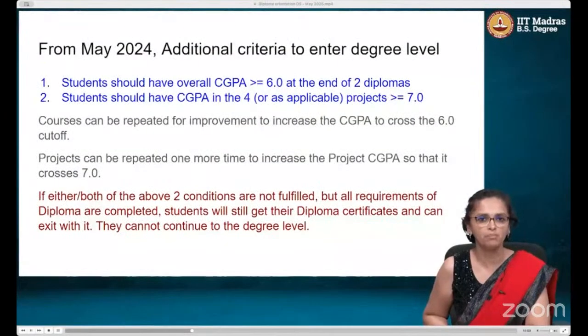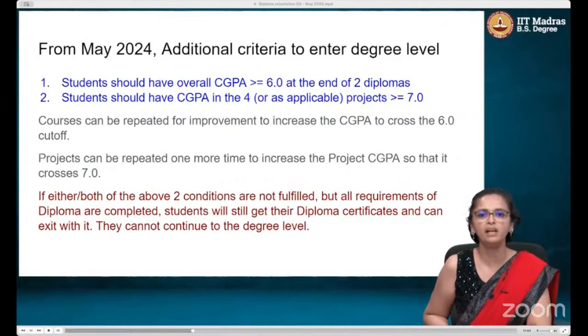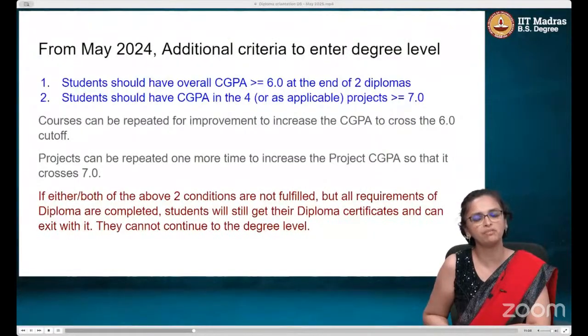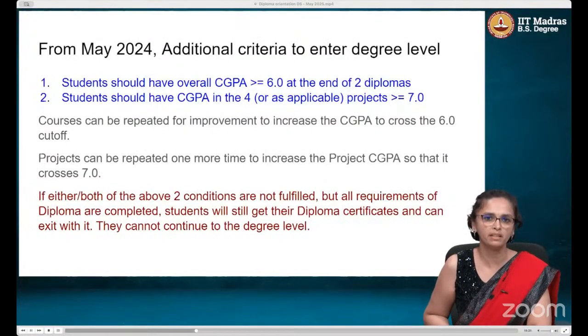This is a very important slide, especially for students who are currently in the diploma level and who might be entering the degree level May 2024 or later. This is not applicable to students who have entered the degree level in the Jan 2024 term. So basically, there is a cutoff criteria that we are bringing in for you to enter the degree level in May 2024 or thereafter.